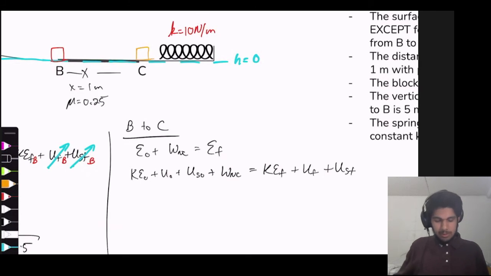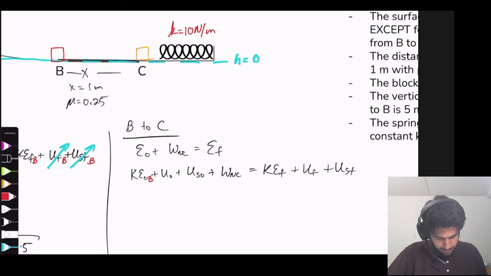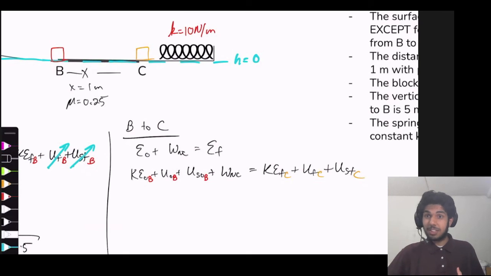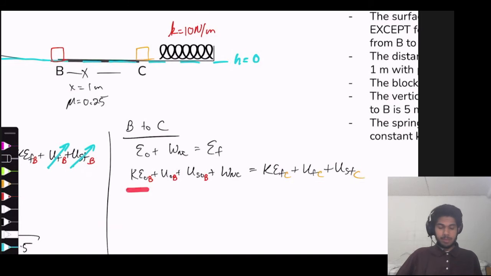Okay, so let's just put the subscripts on the left and right side. So on the left side we're at B, and on the right side, we're at C. Okay, dealing with the left side first. Is there kinetic energy at B? Yes, we just found the velocity at B. It's not equal to 0, so certainly there's kinetic energy there. Is there potential energy there? No. Why? Because we're at the h equals 0 line. So there's no potential energy there.